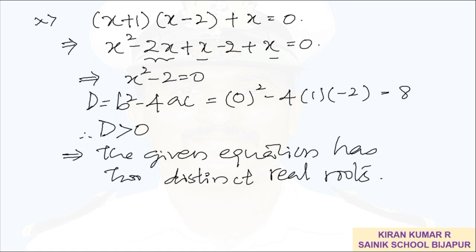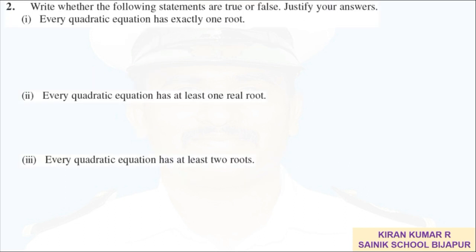This is how we solve the first question. Let's take up the second main question. The second main question is to write whether the following statements are true or false. Justify your answer. First one, every quadratic equation has exactly one root. No doubt it's a false statement because we have learned that a quadratic equation means it is having the highest power as 2. Therefore, there will be maximum two roots, two distinct roots.